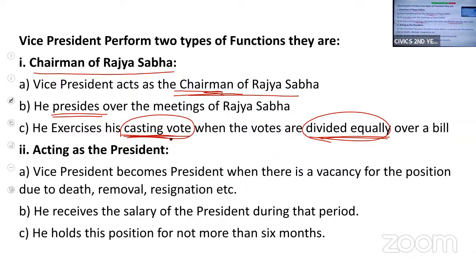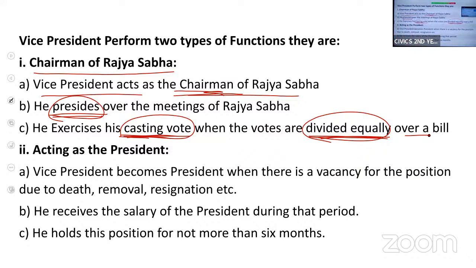Okay. So, under the chairman of Rajya Sabha, there are 3 points. The first is vice president, he is the chairman of Rajya Sabha. He presides, means he conducts the meetings of Rajya Sabha, and he will cast his vote whenever the votes are equally divided over a bill. Otherwise he will not give his vote.